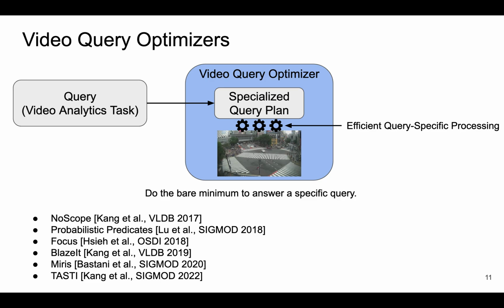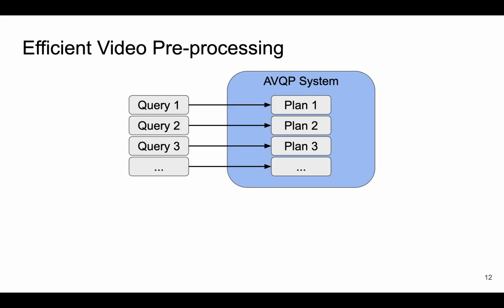Video query optimizers try to turn this process on its head, where now we start with the query, the specific task we want to perform, and the video query optimizer looks at that query and comes up with a specialized query plan that figures out what the bare minimum work needed to answer that specific query is. And so now, when we're processing the video, instead of processing it in a very general purpose way to get out all tracks of objects of interest from the video, we're just going to do very query-specific minimal video processing.